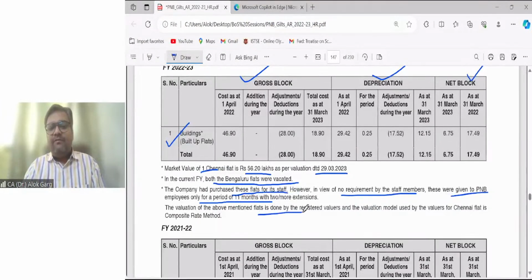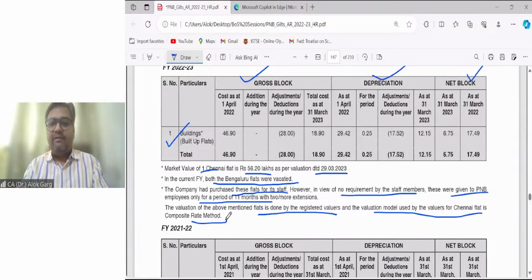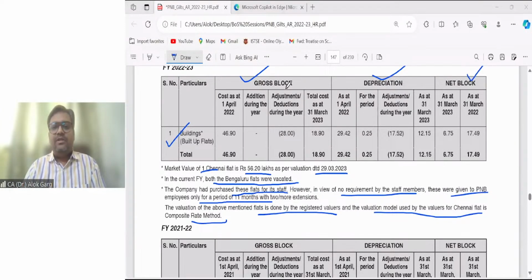The valuation of the above flats is done by the registered valuer, and the valuation model used by the valuers for the Chennai flat is the composite rate method. So they have first given the market valuation, then they have said that this valuation is by the registered valuers, and they have also given the valuation model that has been used. Clear? I hope it is clear to all of you. So this is the explanation or the disclosure in the notes to accounts. Right, friends?